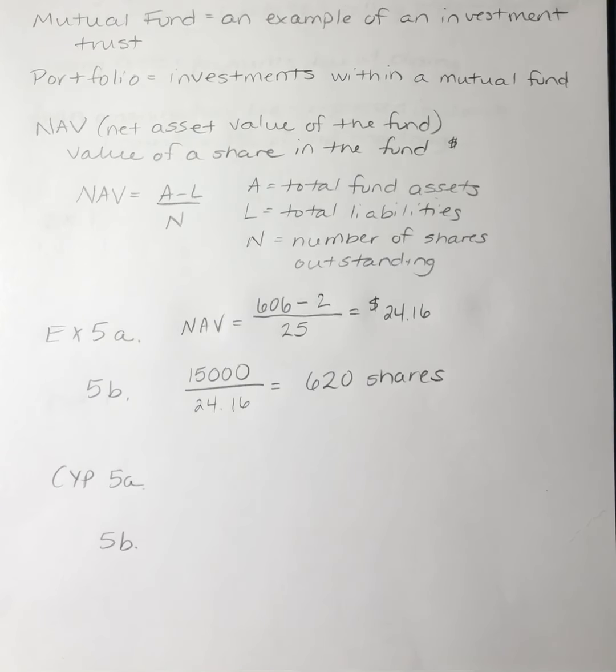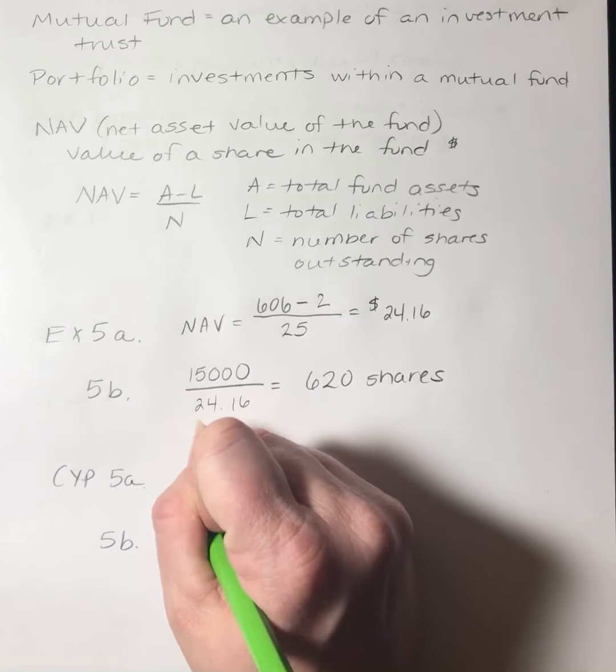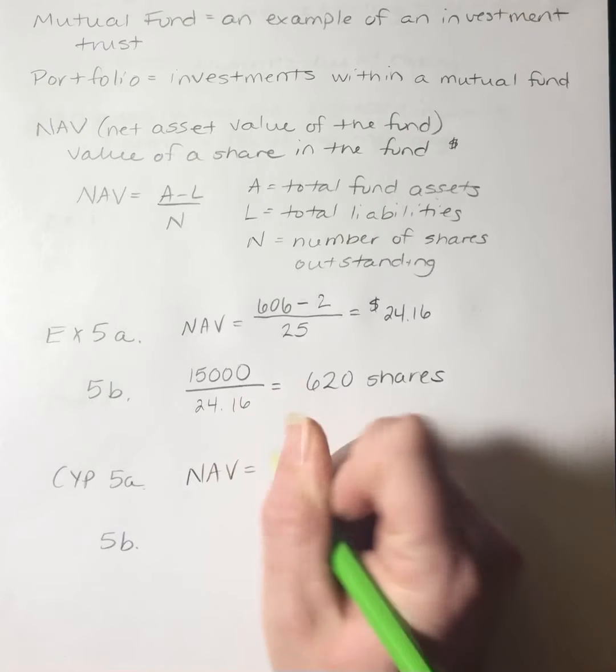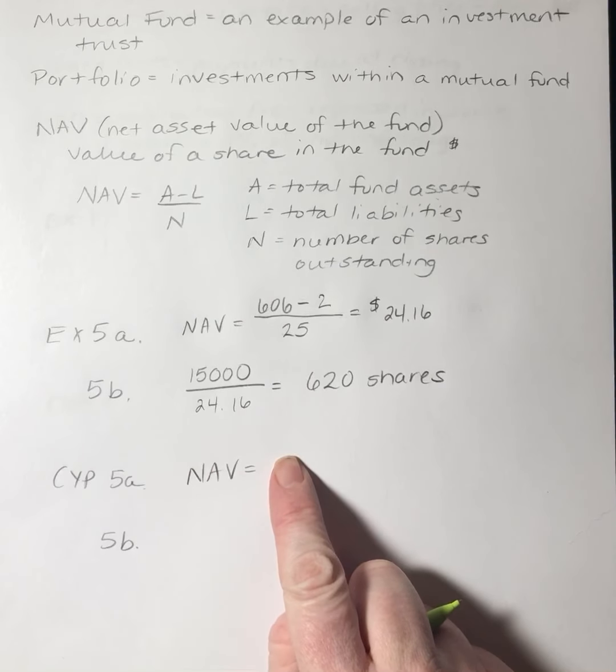Check your progress 5. A mutual fund has 750 million worth of stock, 750,000 in cash, and 1,500,000 in other assets. The fund's total liabilities amount to 1,500,000, and there are 20 million shares outstanding. Okay. You invest 10,000 in this fund. Calculate the NAV.